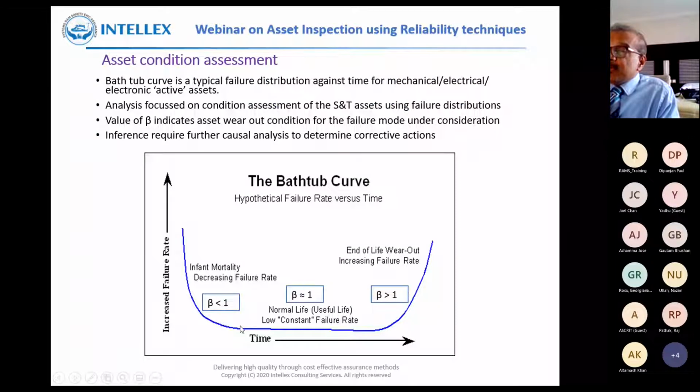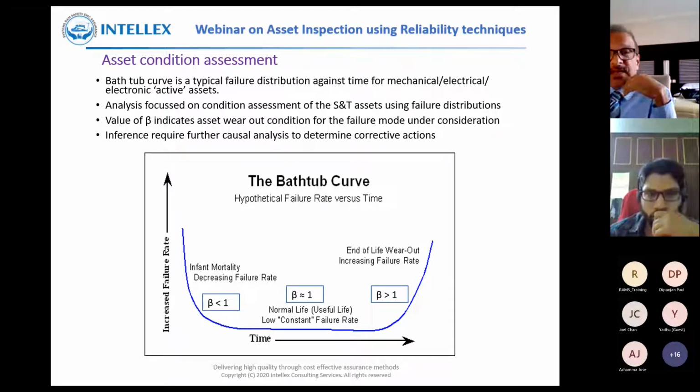And then you hit the normal life, and here the handover happens to the infrastructure operator, the railway operator. So they maintain it. This is very predictable, if there are no systematic failures. This distribution is normally called the exponential distribution, where the failure rate is constant. The normal RAM equations we use, like the MTBF equals operating hours divided by number of failures, would apply only during this normal life period.